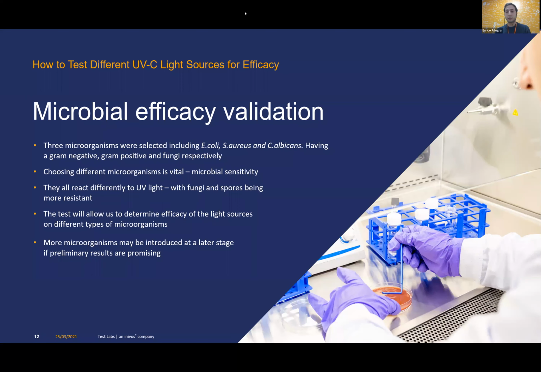So my idea would be to start with three representative organisms. We'll be starting with E. coli, Staph aureus, and Candida, representing gram-positive, gram-negative, and a fungus. And then from there, we will move on.